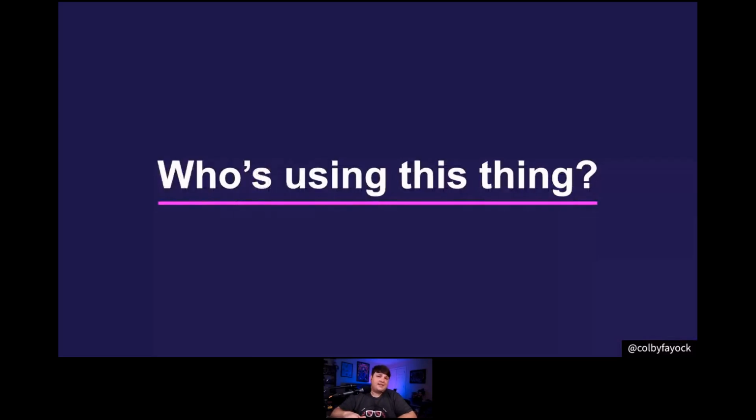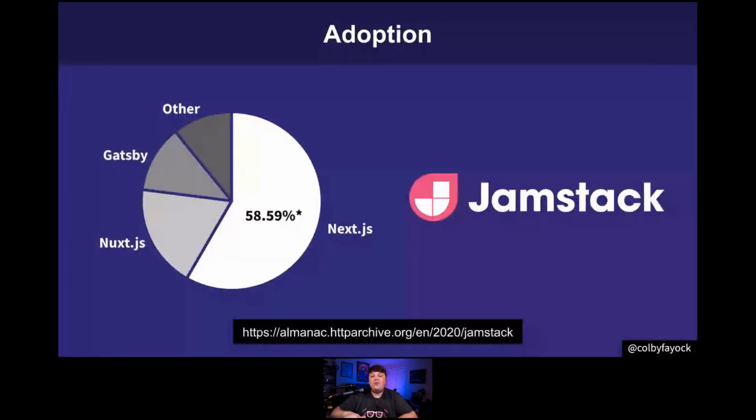So who's actually using this thing? In the Jamstack world, Next.js has a staggering 58.59% adoption rate. This is at least according to the Web Almanac at HTTP Archive, compared to other popular frameworks like Nuxt, which is for Vue, and Gatsby.js, which is the second largest React framework. If you see that little star there, it's because this may include some server-side usage, or rather, it most likely does. And you can't really tell the difference between SSR and SSG in a Next.js application by simply loading the page. And it's arguable if some of these server capabilities actually count as Jamstack.